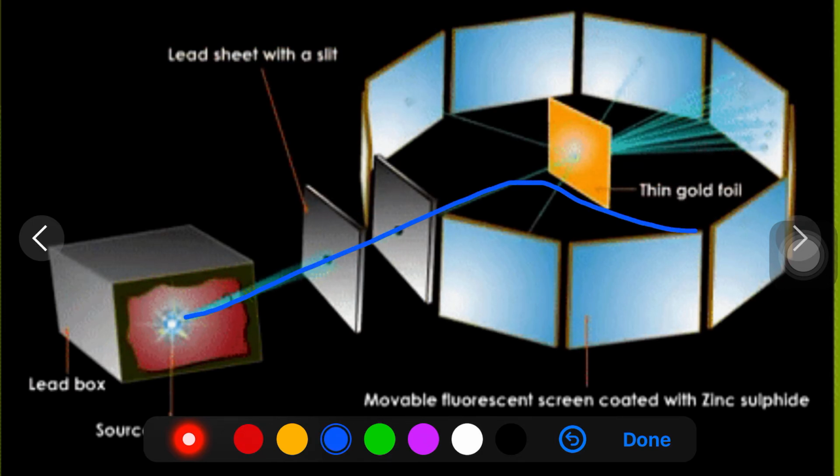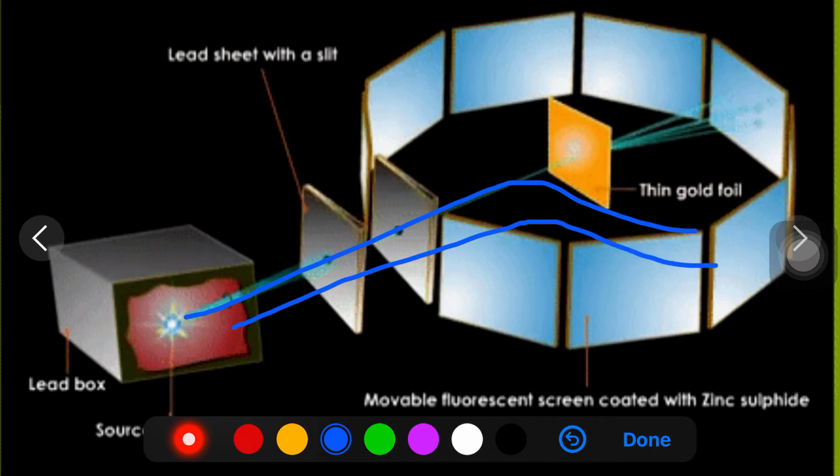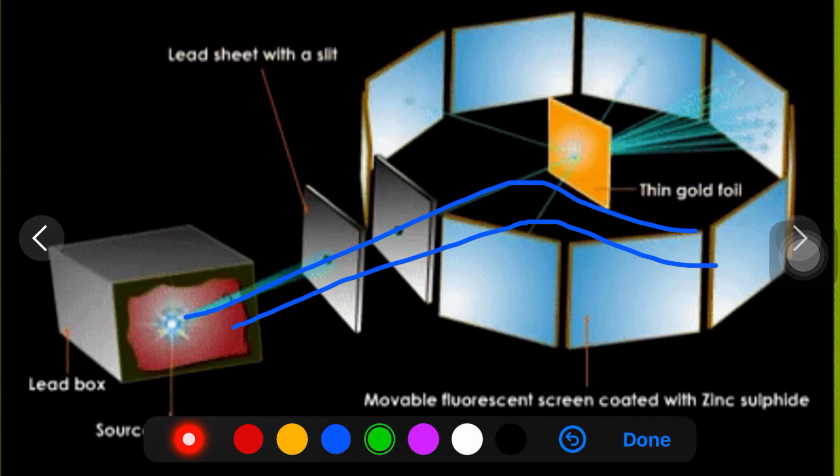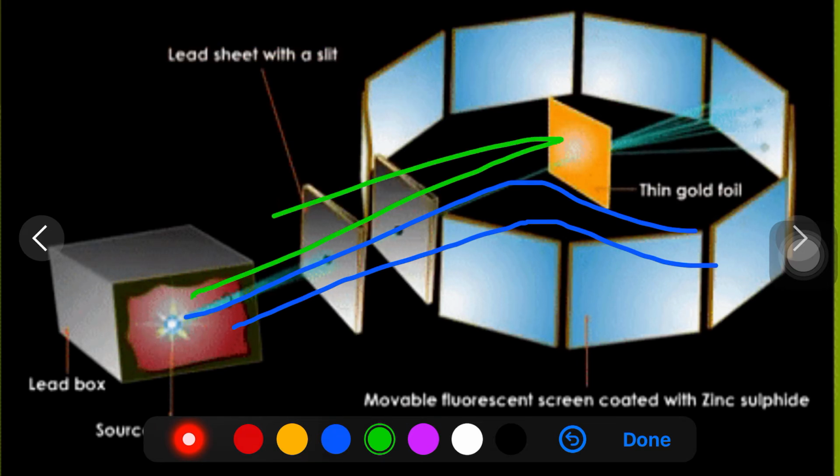A still smaller number of alpha particles get deflected through a large angle, and surprisingly one alpha particle out of 20,000 bounced back in the direction opposite to the original path.